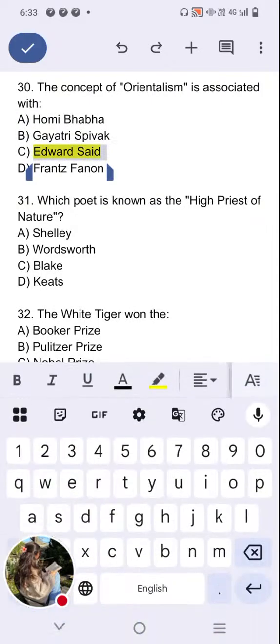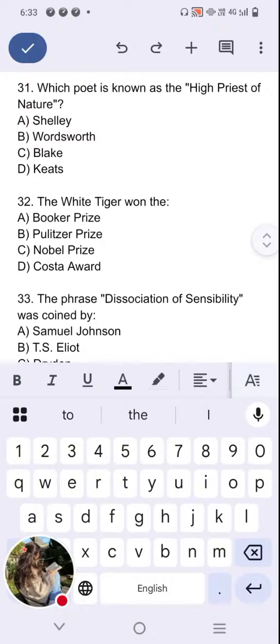Next question. Which poet is known as the high priest of nature? Option A, Shelley. Option B, Wordsworth. Option C, Blake. Option D, Keats. Who is known as the high priest of nature? It's a romantic poet, but then again, all our options are romantic poets.